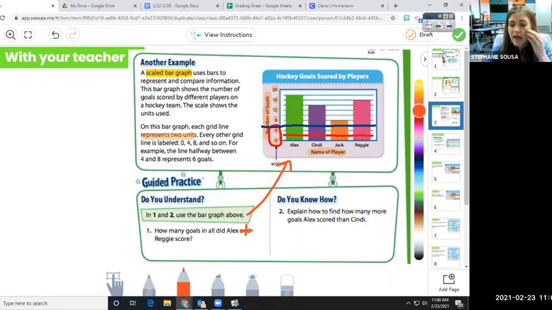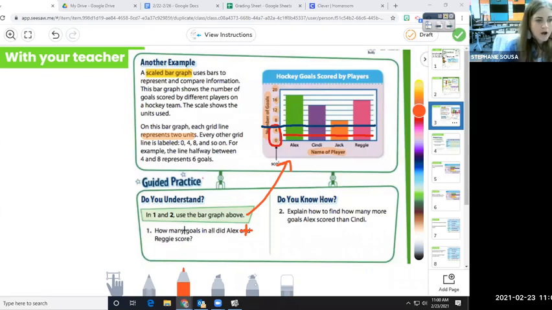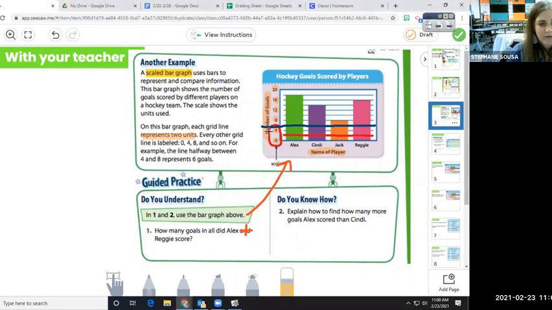Alex and Reggie. So let's take a look at Alex and Reggie on the graph. We're going to have to see what they're doing on the graph before we can begin. Alrighty, it says how many goals in all did Alex and Reggie score? So let's go find Alex. I've got Alex in green here, so I'm going to focus on Alex in green. I'm going to focus on Reggie in pink.